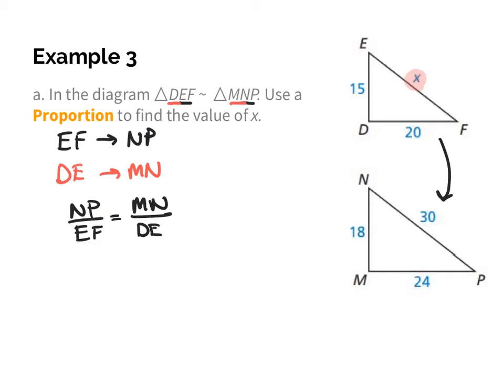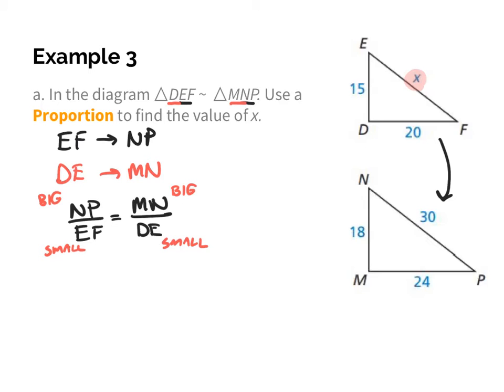Now, why did I set it up this way? Because on top, both of these represent the big and the big versus the small and the small. And that is how we always want to find our scale factor. So what I want to do then is plug in my numbers.